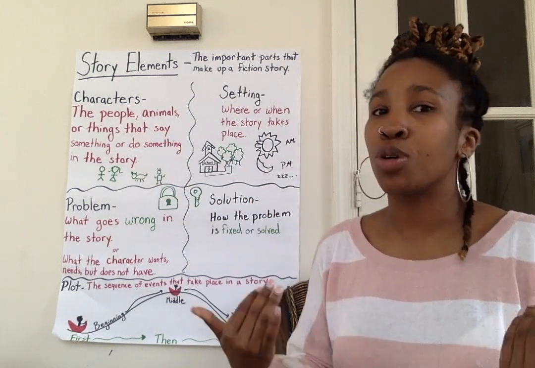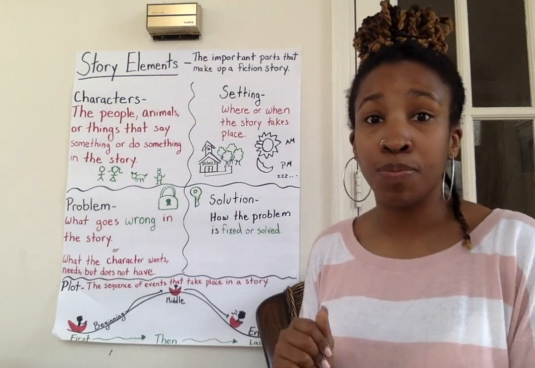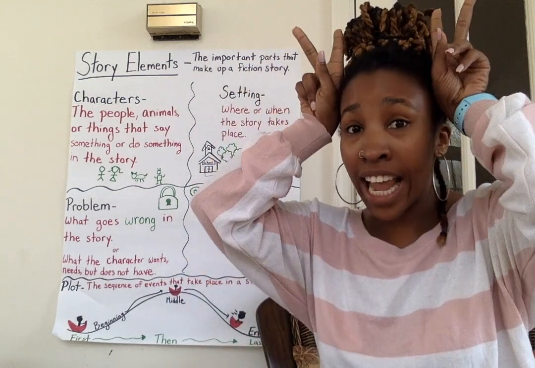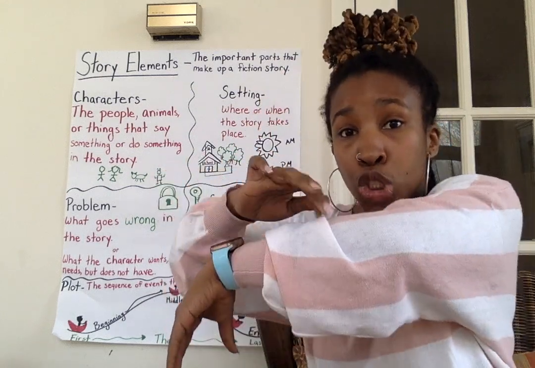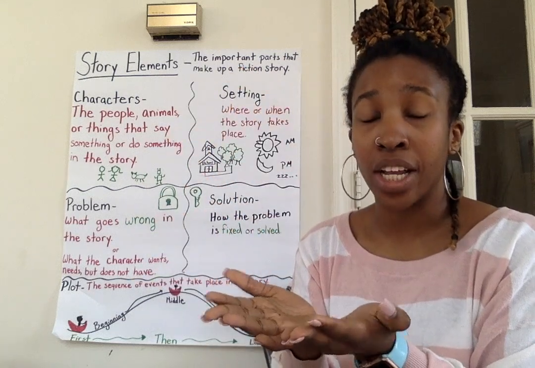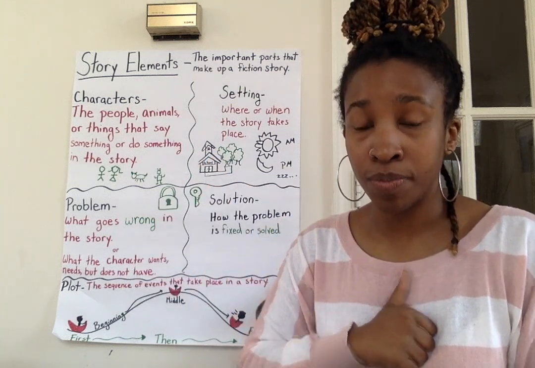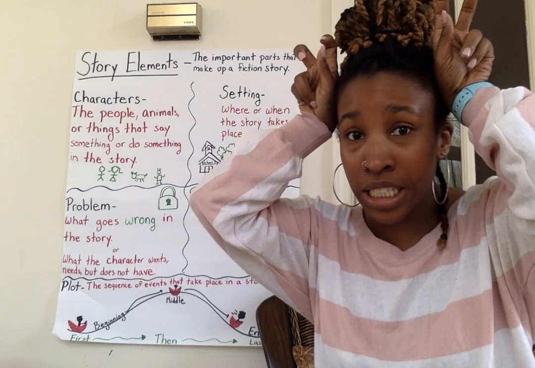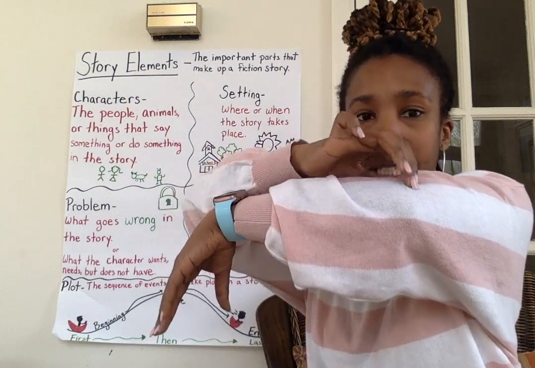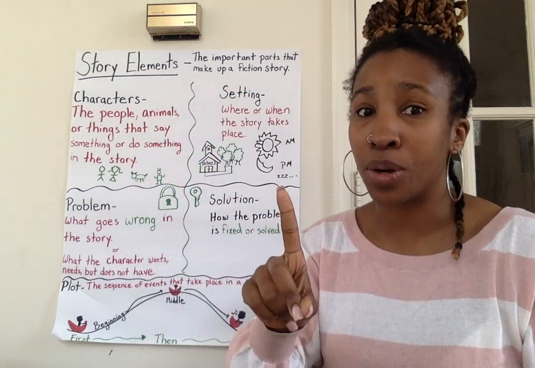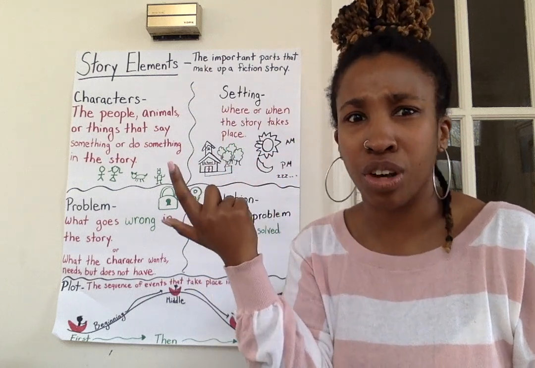I have a movement for it, so I'm going to show you. You can follow along with me and do the movement, or you can just watch. So the characters are the people, the animals, or things that say something or do something in a story. Those are the characters. So we're going to do it one more time. They are the people, the animals, or things that say something or do something in a story. So that's one story element. So you want to think to yourself, when I'm reading a book, do I know who the characters are?